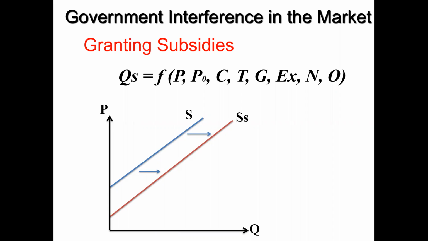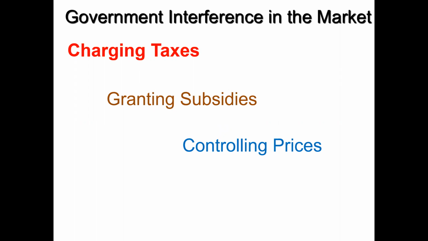Then the second method of government interference in the market. Now in the first two methods, that means taxes and subsidies, government interferes in the market through the producers, basically. That means in the tax, supply decreases, in the subsidy, supply increases. So government interferes in the market through the producers, the sellers, right? But there are some instances where government directly decides the price.